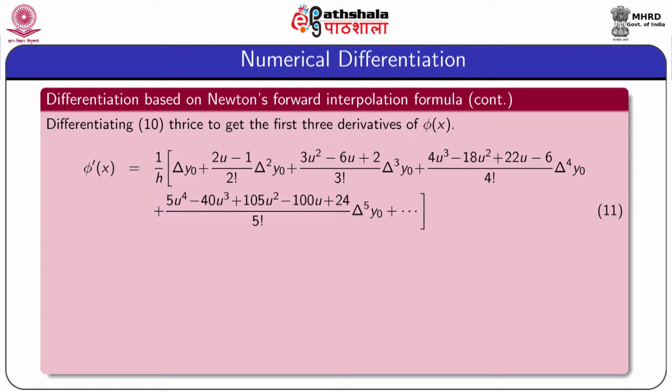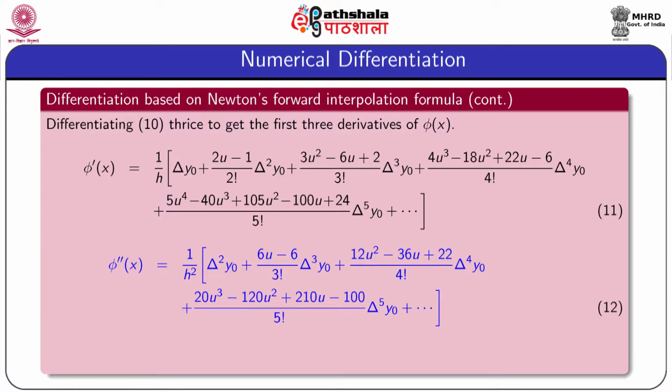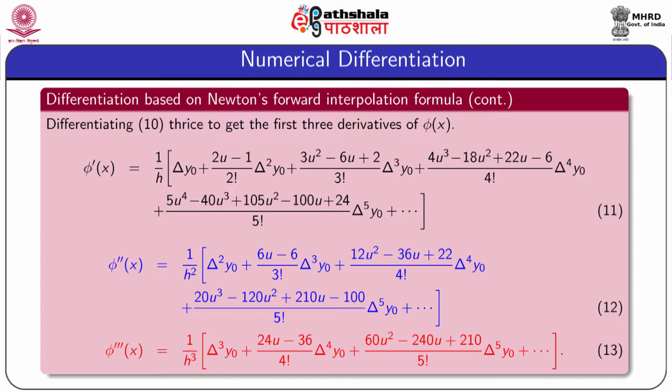Now, phi prime x equals 1 by h delta y0 plus 2u minus 1 by factorial 2 delta 2 y0 and so on. That means the first derivative of phi at any arbitrary point x is given by equation 11. Now, again we differentiate equation 11 to get the second derivative of phi, that means phi double prime x equals 1 by h square delta 2 y0 plus 6u minus 6 by factorial 3 into delta 3 y0 and so on. That means equation 12 gives the second derivative of phi. Similarly, again we differentiate equation 12 to get the third derivative of phi at any arbitrary point x. And similarly, if we differentiate equation 13, then we get the fourth derivative of phi and so on.